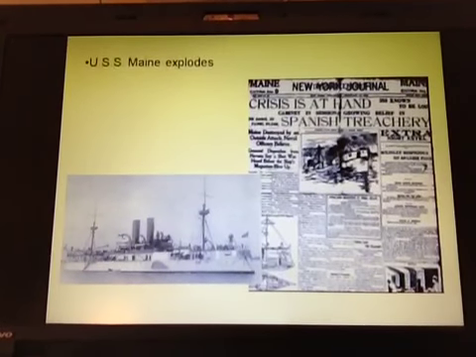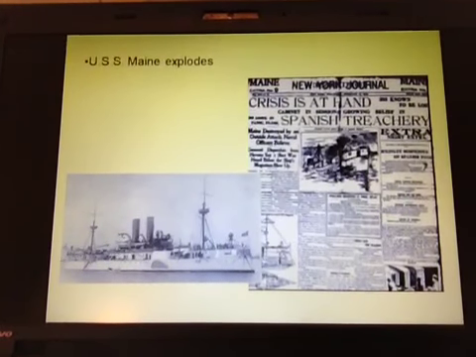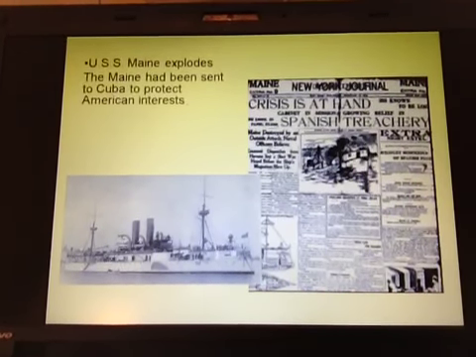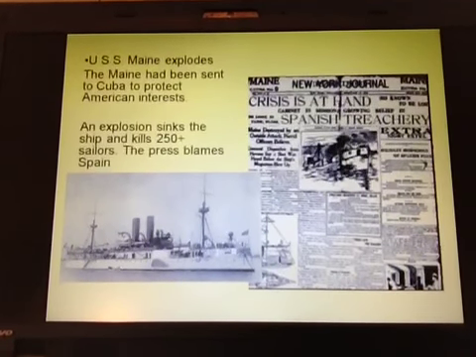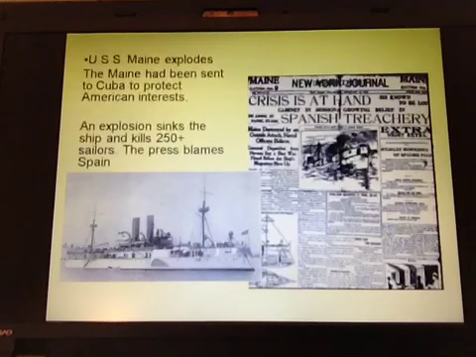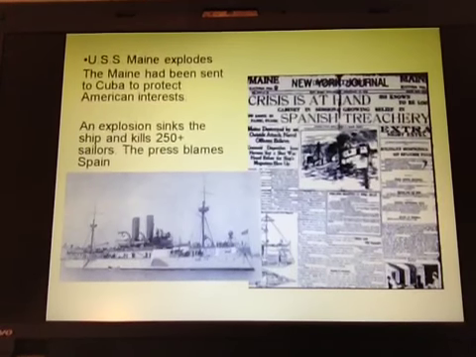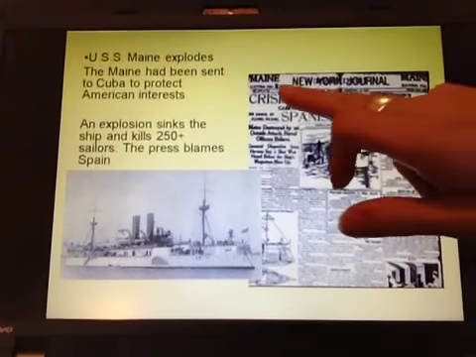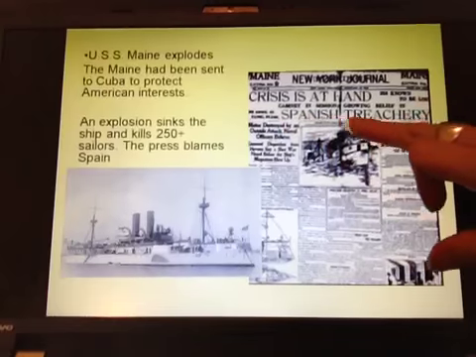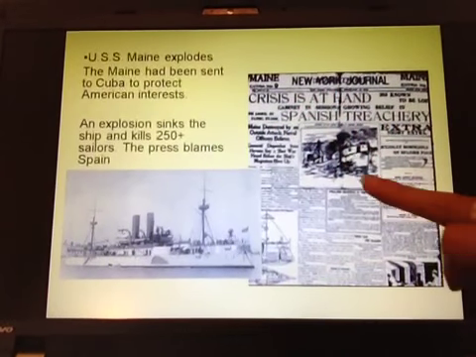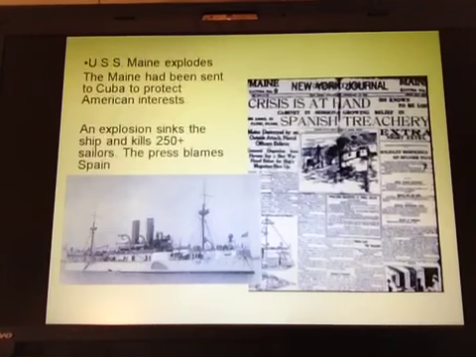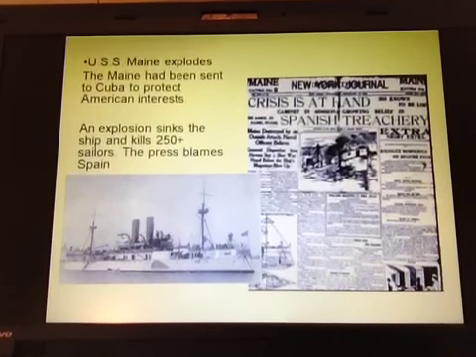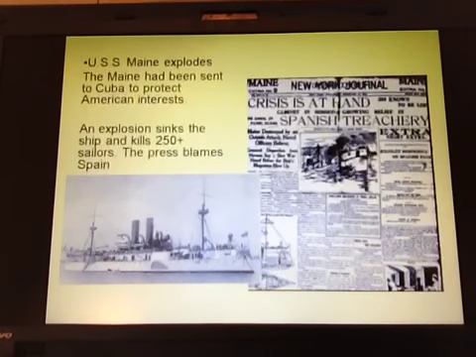And then we had the explosion of one of our ships off of the coast of Cuba. The Maine had been sent to Cuba to protect American interests off the coast of Cuba. And there was a mysterious explosion that killed 250 American sailors. And immediately you can see here that the press blames Spain. It says crisis is at hand, Spanish treachery. There's this assumption that the Spanish are just responsible for this killing of 250 American sailors.